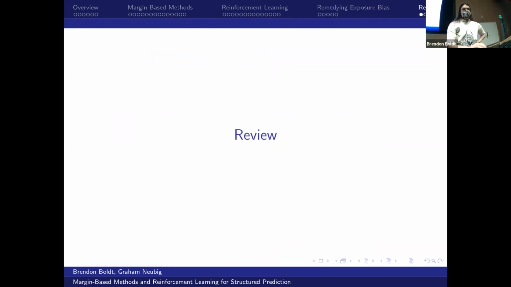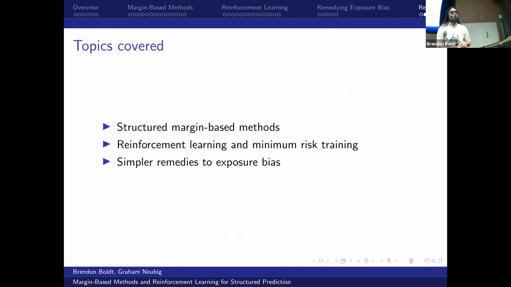In the last couple minutes, I just wanted to summarize what we've gone over and some of the broader themes from the lecture. We covered structure, margin-based methods like the structured perceptron and structured hinge loss. We also talked briefly about reinforcement learning, the basics of that, and how it could be used to especially remedy the second issue of not taking into account our training metric. And then very quickly, we talked about how you can address exposure bias and sometimes even minimum risk without straying from the maximum likelihood paradigm.